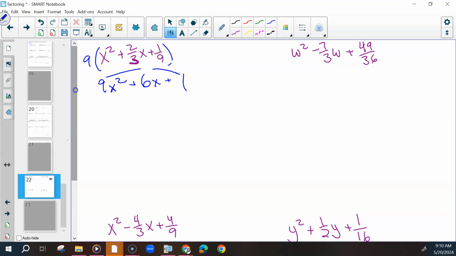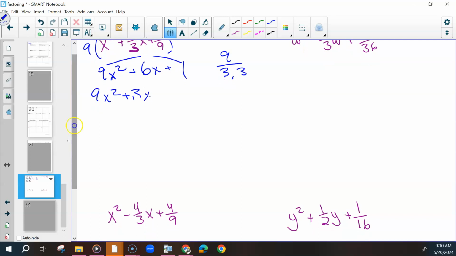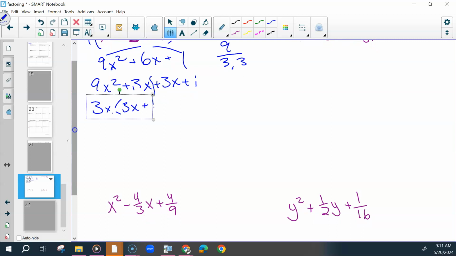So you multiply the first and the last. Find two numbers that would multiply to be 9 but add to be 6. What would that be? 3 times 3. Split this into 4 terms. Split that down the middle. Find the GCF of the first two. What would that be? Leaving 3x plus 1.